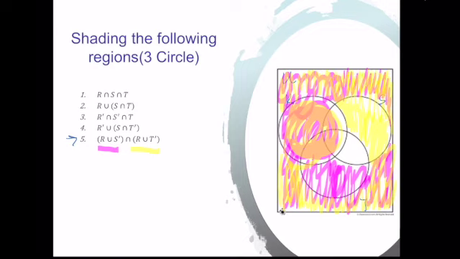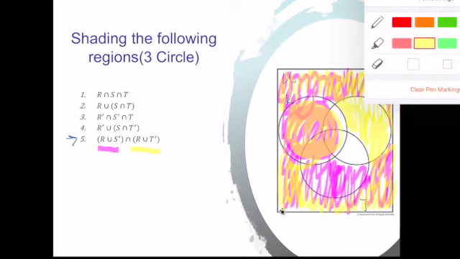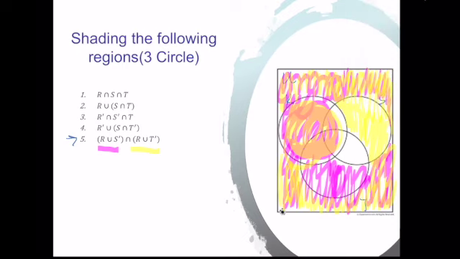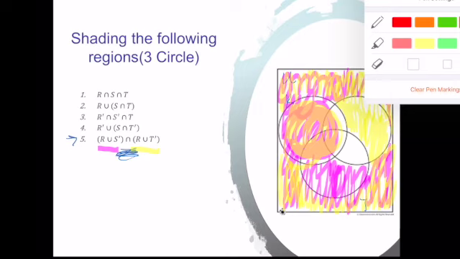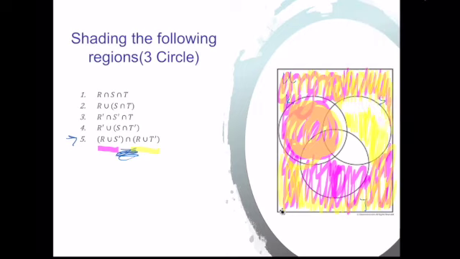I don't hate it. Let me erase, because we're looking for the intersection, right? I only want where there's both pink and yellow. So I can erase this area here that's just all yellow. And I can erase this area here that's just all pink. And I missed a couple spots. So here we have what's finally highlighted is our R union S complement intersected with R union T complement.